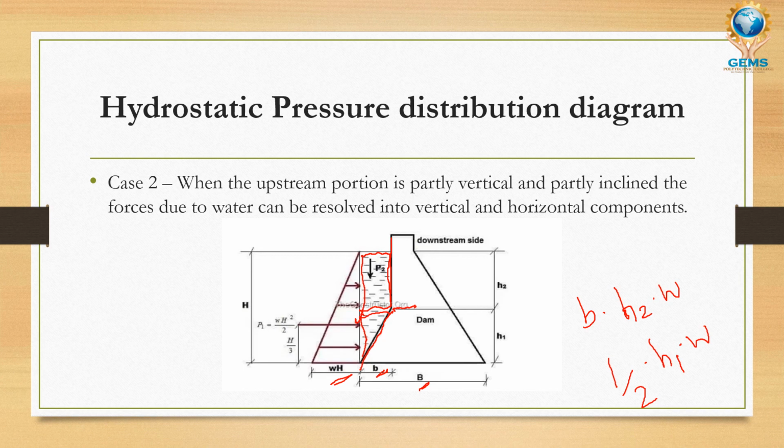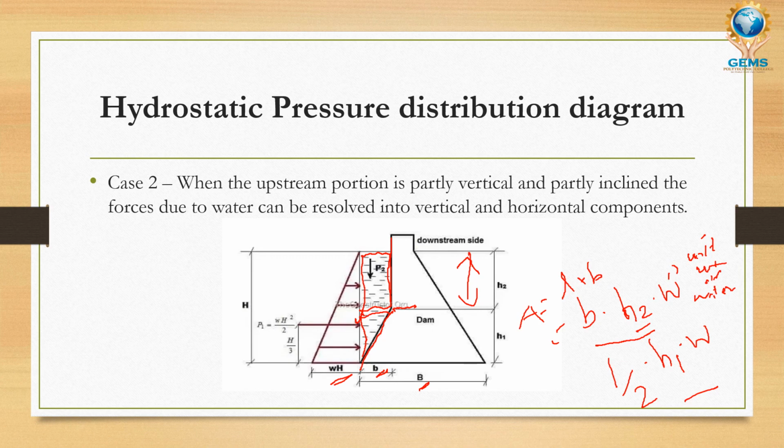I have written these two types of horizontal and vertical components, which are derived as follows. This is like a rectangle, I mean a square. You know the area of a square is L into B, where the length is this B, and the height is the height of this vertical portion only, which is H2, and W is the unit weight of water.